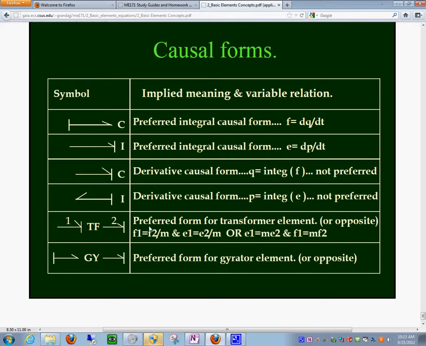So I hope you get a chance to review these connections and this little summary, and then we will be ready to put together systems as a whole.